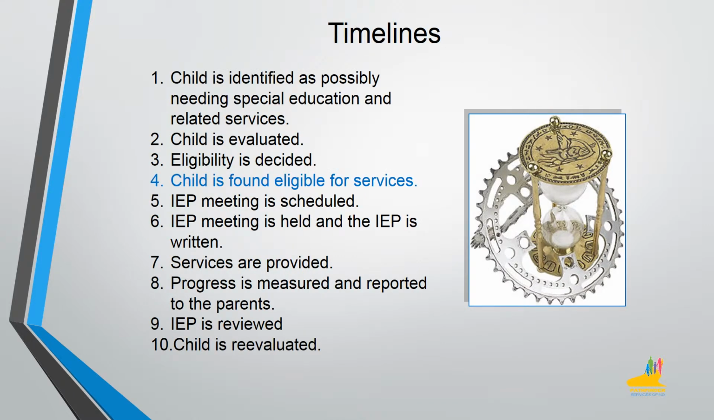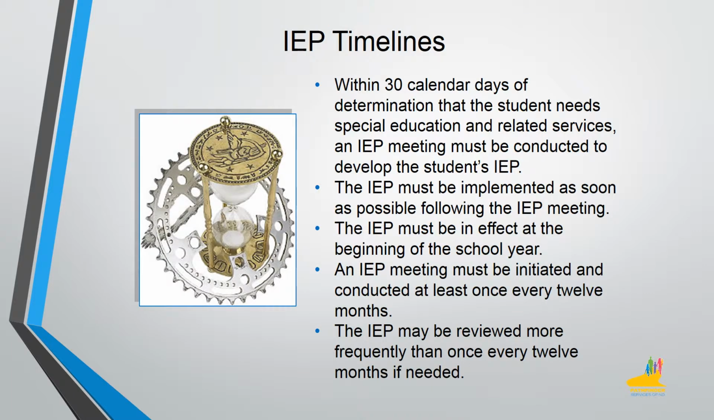When a student has been evaluated and identified as having a disability, the evaluation team may then recommend that a student proceed to the Individualized Education Program (IEP) planning process. There are several timelines that are part of the IEP process. These timelines include within 30 calendar days of determination that the student needs special education and related services, an IEP meeting must be conducted to develop the student's IEP.